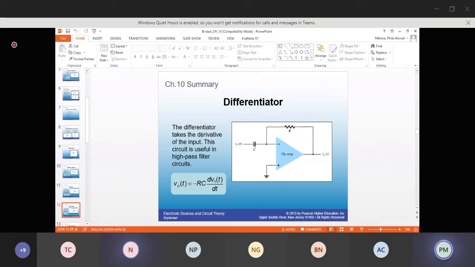And then we have a differentiator. The differentiator is like the opposite of an integrator. The two major components swap position. As an input, we have a capacitor, and the feedback component is your resistor. This one is used for high-pass filter circuits, while the integrator is used for low-pass filter circuits. And V out will be minus RC times dV1, the differential of the input voltage.